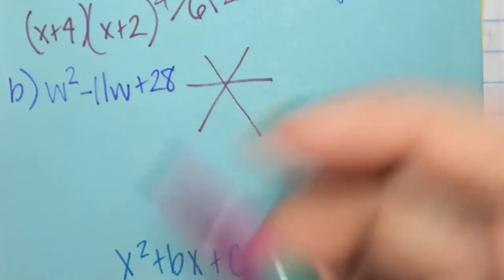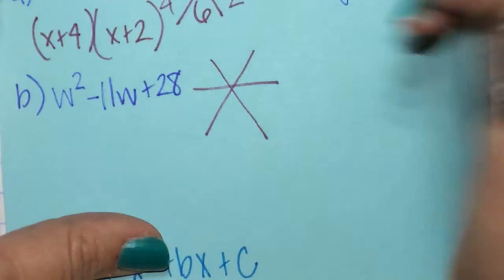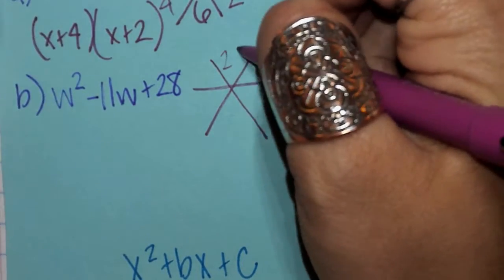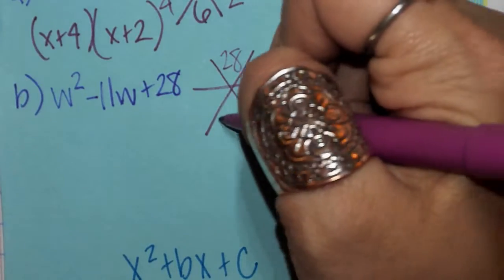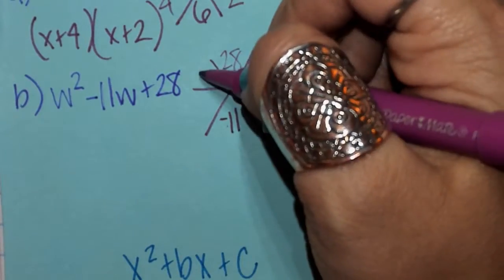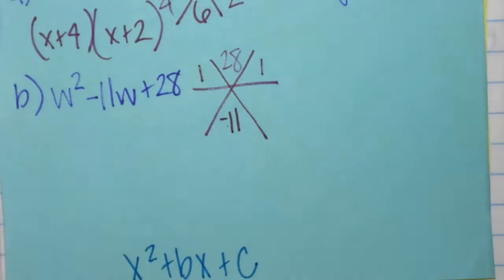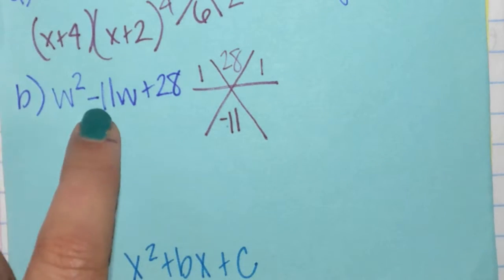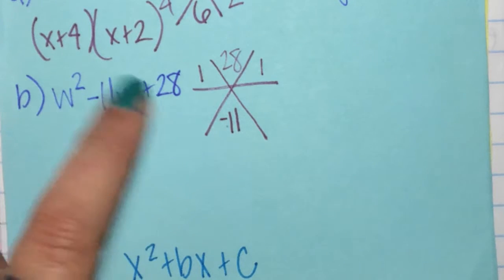Alright, what goes on the top? 28. What goes on the bottom? Negative 11. Now, both of our factors are going to be what? Negative. Because C is positive, B is negative.